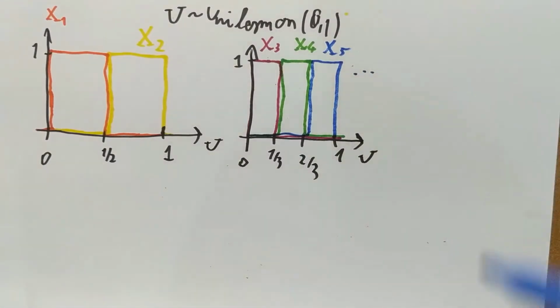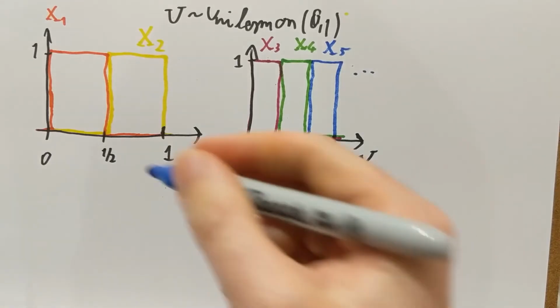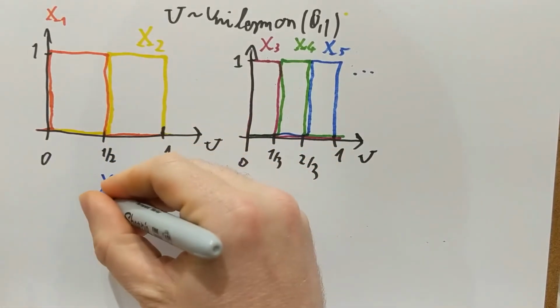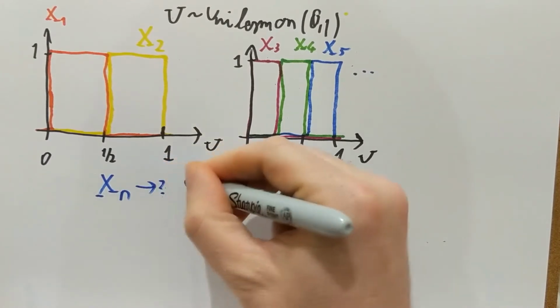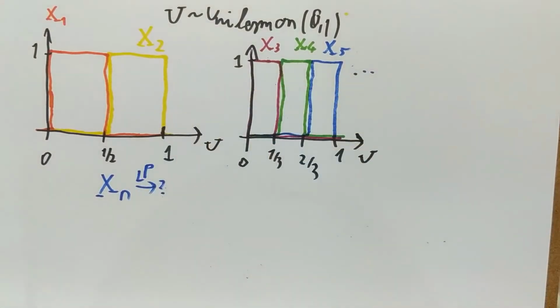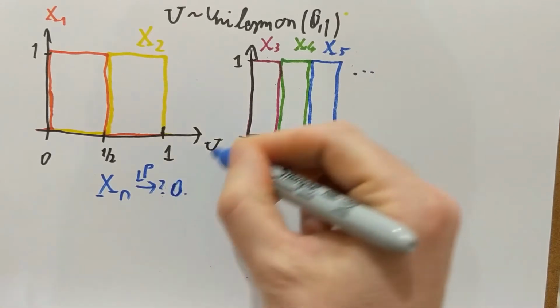So X6 will be 1 when U is between 0 and 1/4. X7 is 1 when U is between 1/4 and 2/4, and so on and so on. Now what can I say about these random variables? The first question I want to ask is whether they converge in Lp. Is it true that Xn goes to something in Lp? And what is the obvious candidate for a limit? These are ones on a shorter and shorter interval, so their expectations are smaller and smaller. The natural candidate for convergence is of course 0.